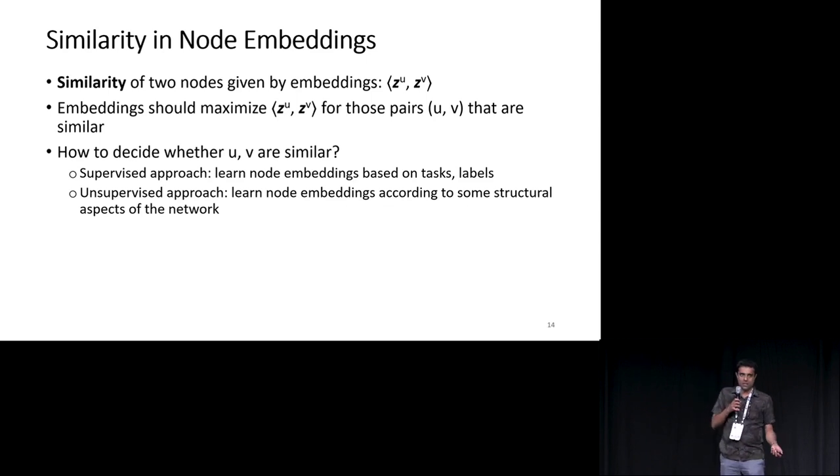If you have a supervised learning task, you can learn these node embeddings based on the labels for the tasks, if certain nodes have the same labels. The other approach is unsupervised, where you don't have a specific task, but you learn node embeddings according to some structural properties of the graph.